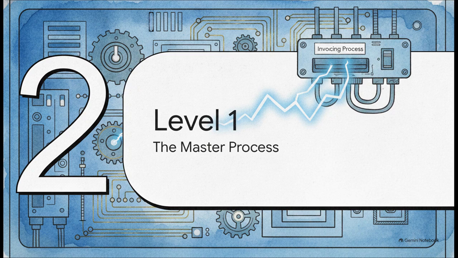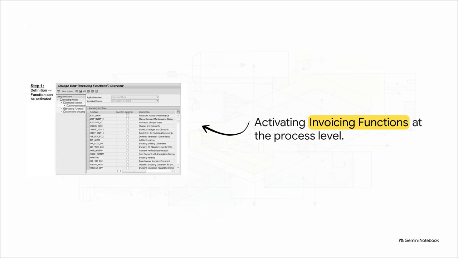Moving right along to Section 2. Let's look at Level 1, the master process. Okay, at this highest level, think of it as your main master container. Notice how this one little checkbox, function can be activated, sometimes called function optional, completely dictates the flow of your invoicing logic. During customizing, you explicitly assign specific invoicing functions to this master process. Now, if a function is assigned but you do not check that box, it becomes mandatory, period. It's always going to run and you can't stop it later.